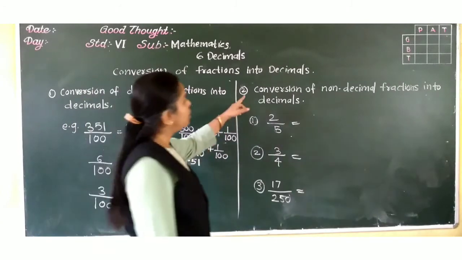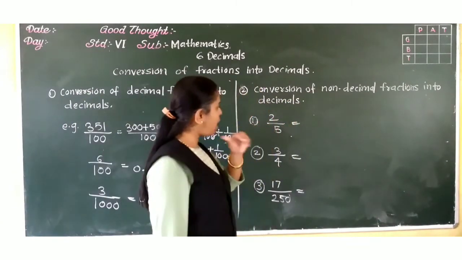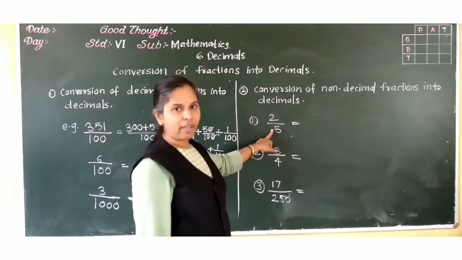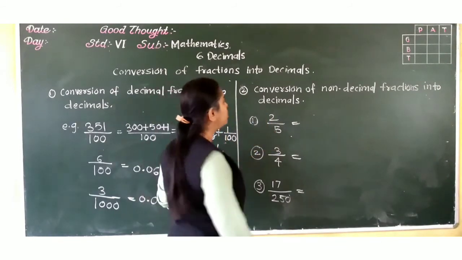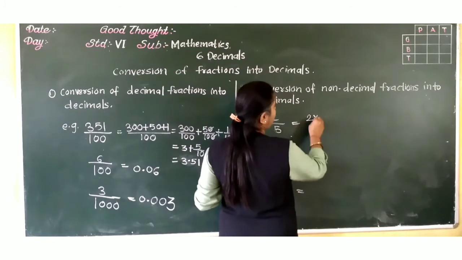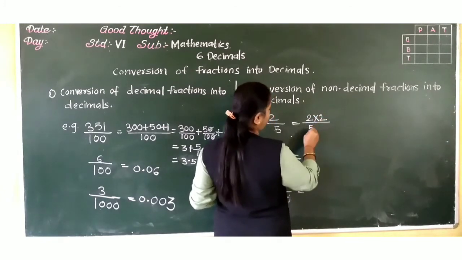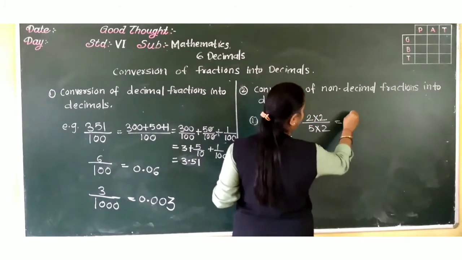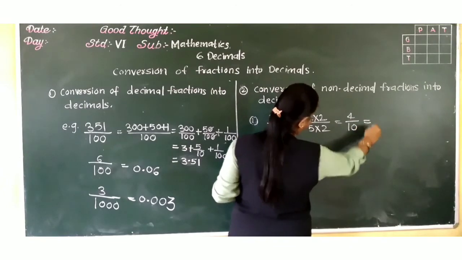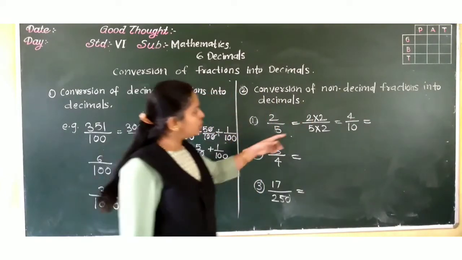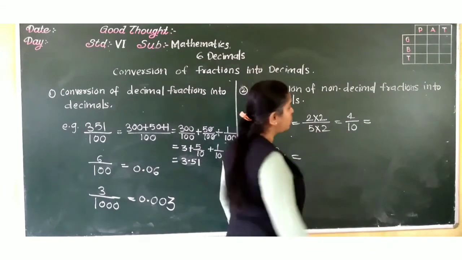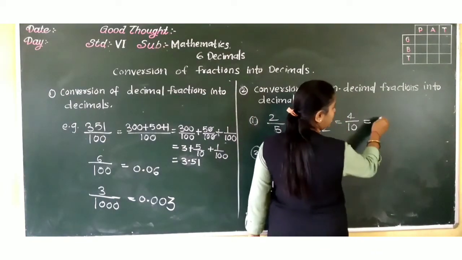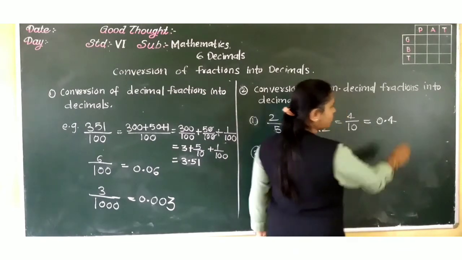Next, conversion of non-decimal fractions. Now, if I multiply 5 by 2, I will get 10. That means it will get converted into a decimal fraction. So, multiply the numerator also by 2. That is 2 fours are 4 upon 10. Now, 4 upon 10, that is 4 is at which place? 10th place. Whole part, nothing is there, that is 0.4.